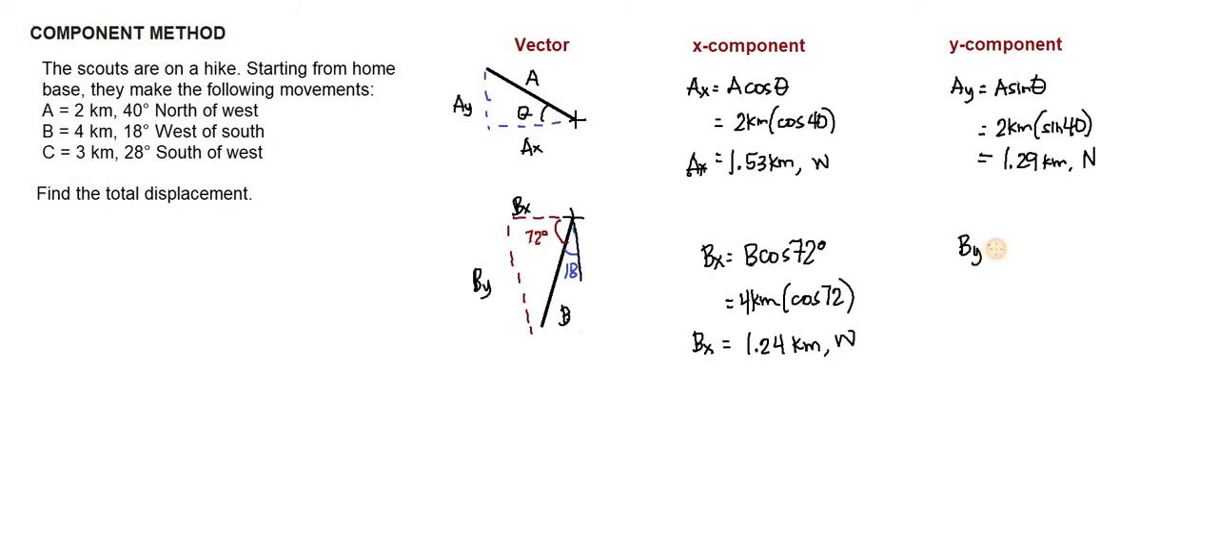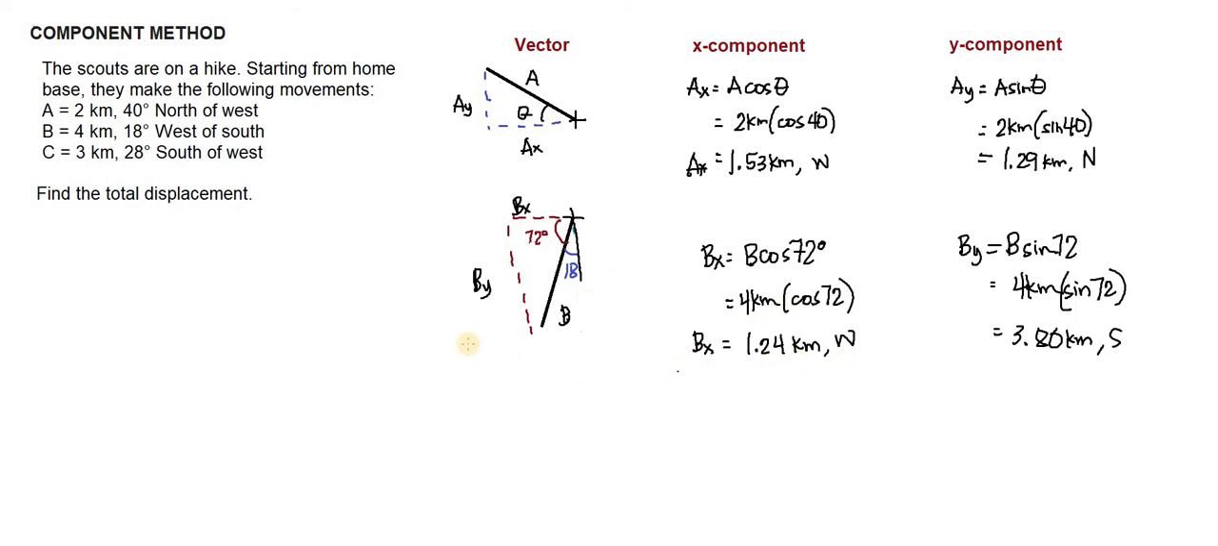Then we have here the B sub Y. So that will be 4 kilometer sine of 72. That will be equal to 4 sine of 72. That is 3.80 kilometers. And the direction is south. Okay, it's west and south.